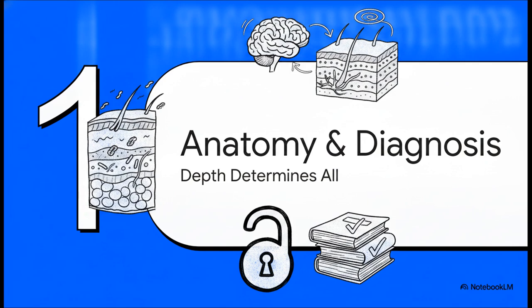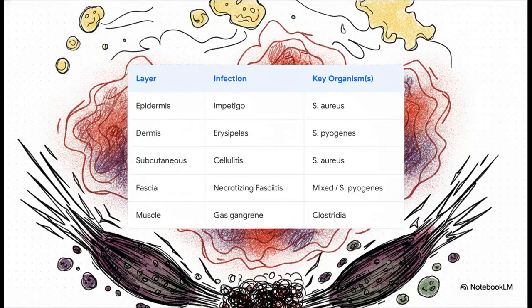Okay, let's jump right into part 1, anatomy dictates diagnosis, the rule of thumb. Think of the skin like a giant anatomical puzzle. The absolute depth of the infection straight up hands you the diagnosis. If you're hanging out in the superficial epidermis, you're looking at impetigo or vesicular infections. Drop down into the dermis, boom, that's erysipelas. Hit the subcutaneous tissue, and you've got cellulitis.